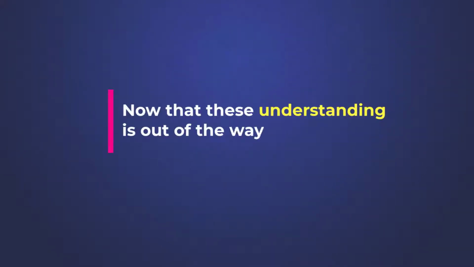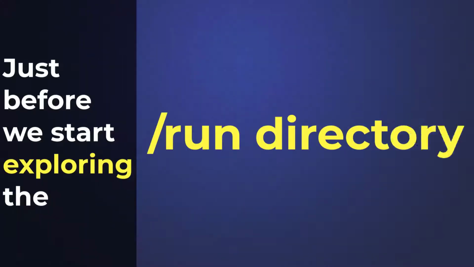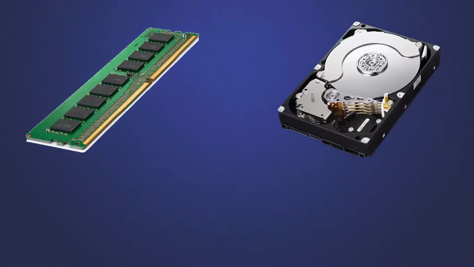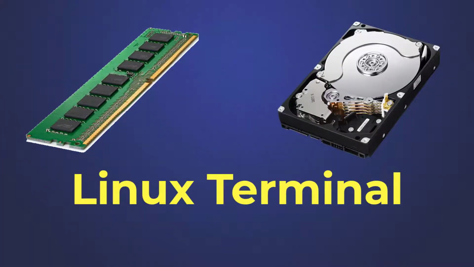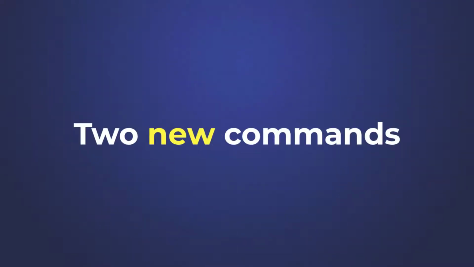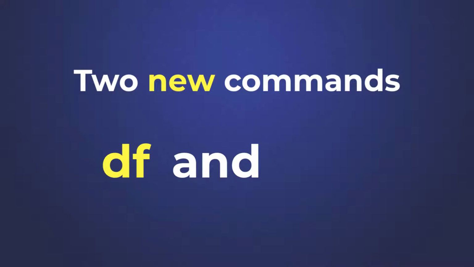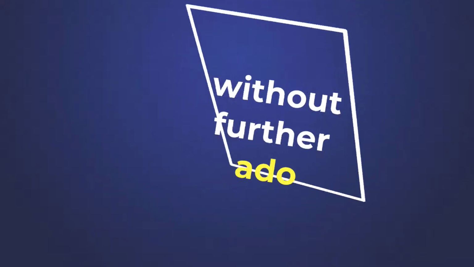So now that this understanding is out of the way, just before we start exploring the /run directory, let's get a little more familiar with both RAM and hard disk on the Linux terminal. For this, we'll see two new commands in this video, which are the df and free commands. So without further ado, let's get on the terminal.